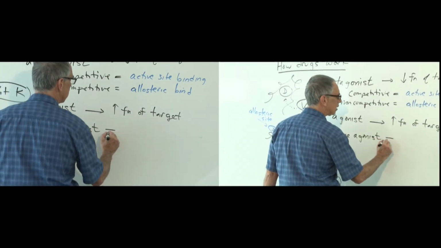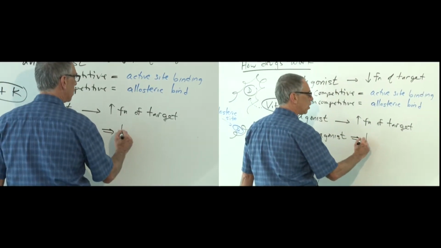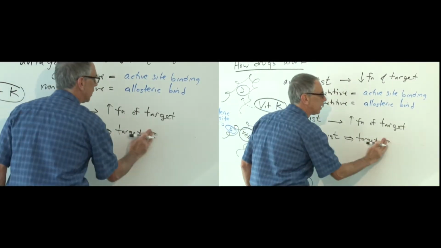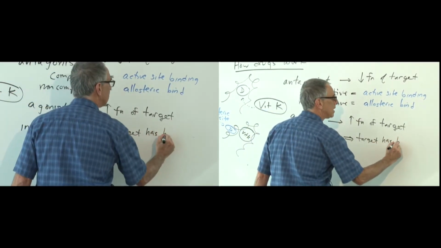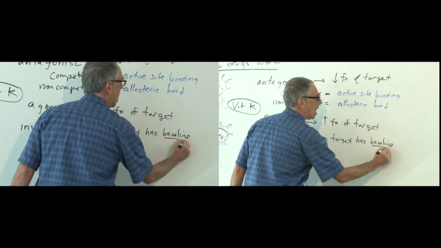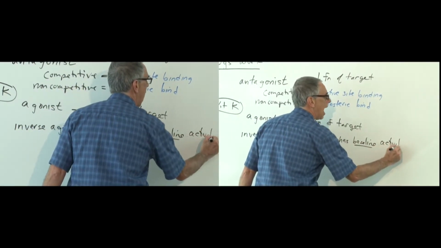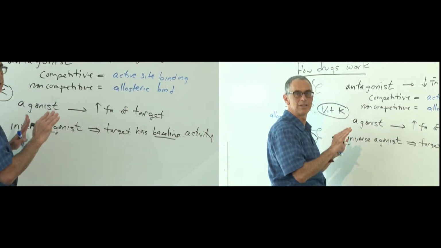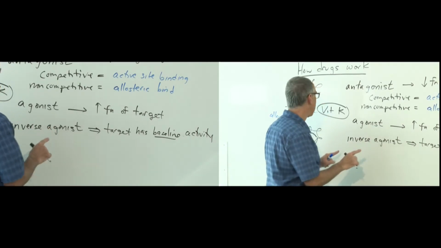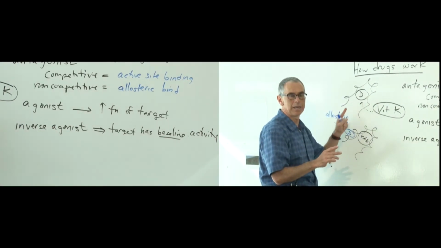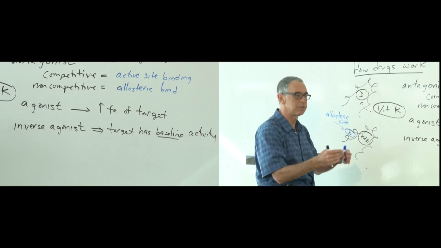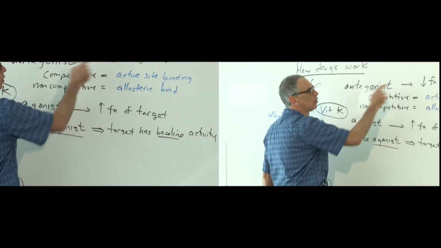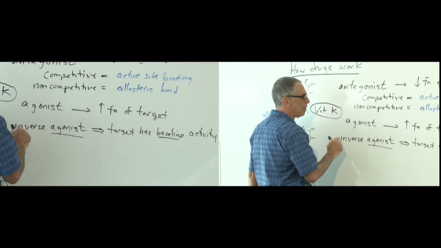Inverse agonist is really relevant when the target has a baseline activity. That means at a normal physiology, the target is working and doing something. An inverse agonist will bind the target. The target will continue doing what it does, but it'll do it at a lower level. So we call it an agonist because it hasn't turned off the function, but it has lowered it.